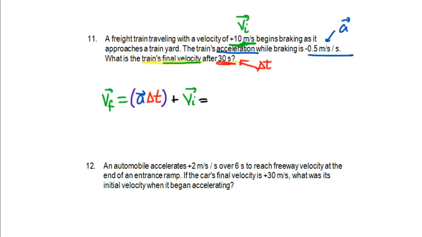Okay. So I go here. Quantity a is negative 0.5 meters per second squared, so I'm going to write that in fraction form. Negative 0.5 meters per second over 1 second times 30 seconds over 1, quantity plus v sub i, which is plus 10 meters per second.